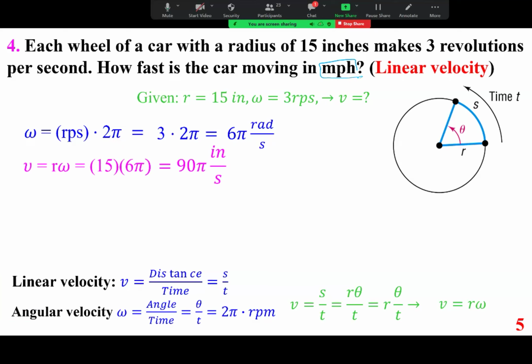So a couple of relationships we need to know, because we are going to do the conversion. We know 1 mile is 5,280 feet. We know 1 foot is 12 inches. We know 1 hour is 60 times 60, 3,600 seconds, or 60 minutes. A minute is 60 seconds, things of that nature. What we have is inches per second. What we want is miles per hour.